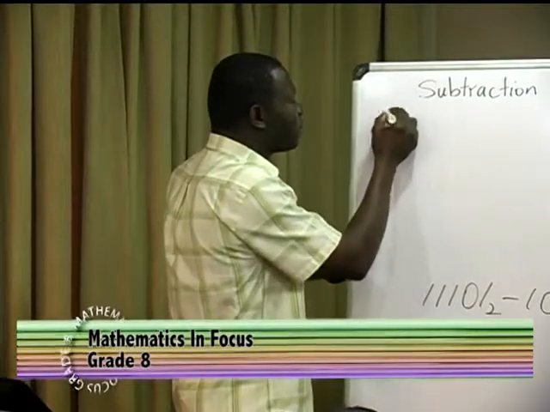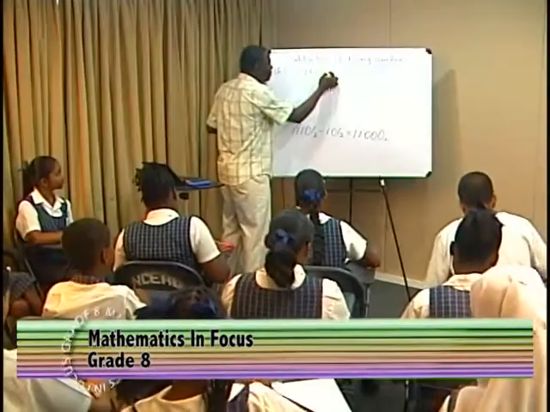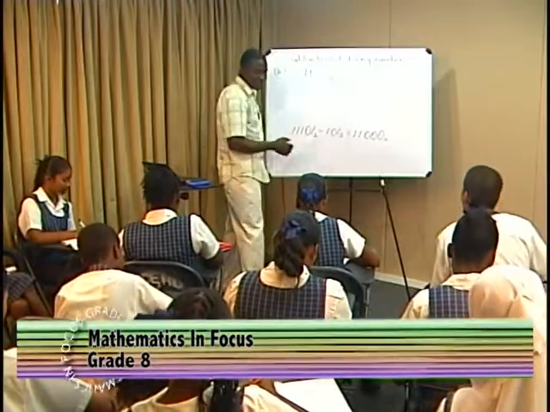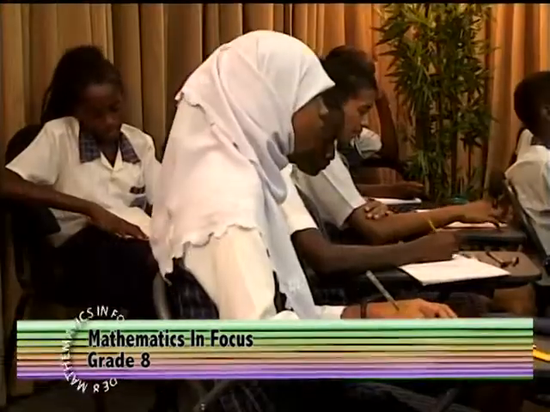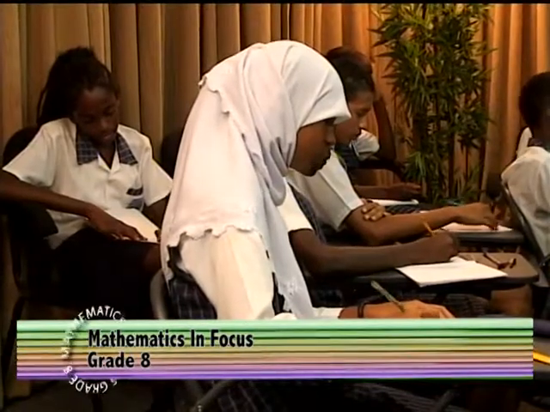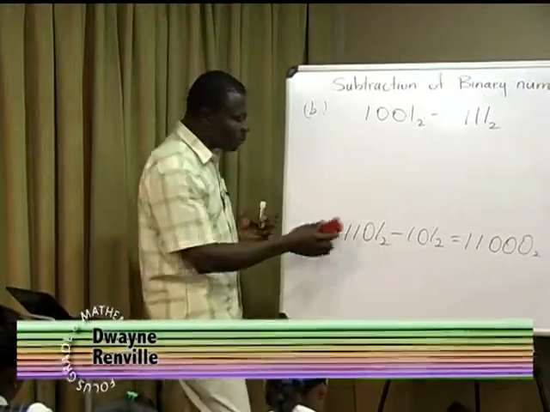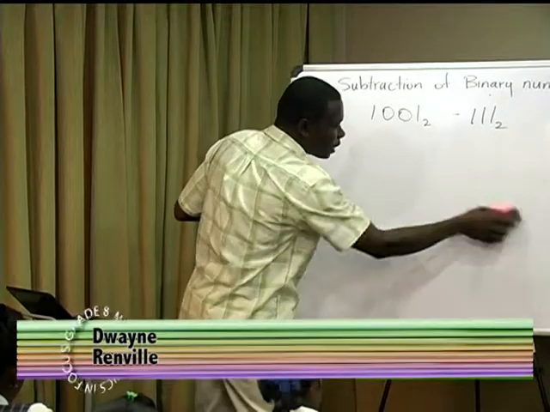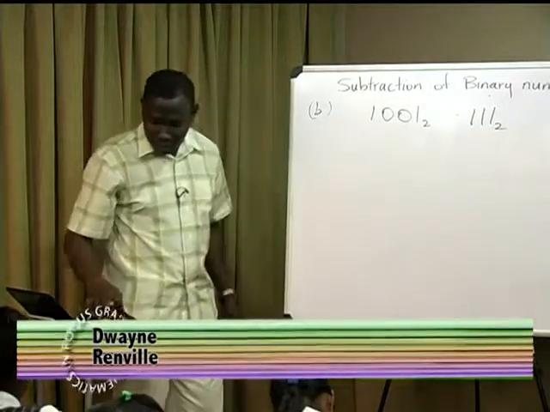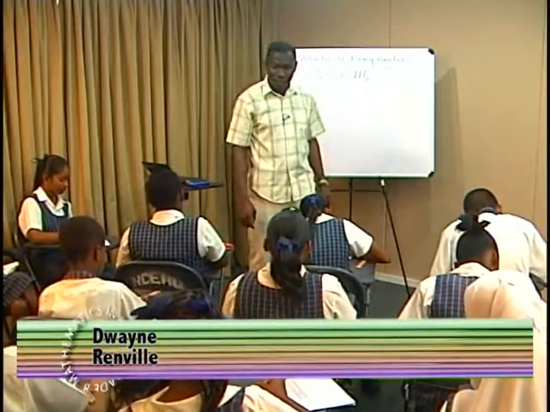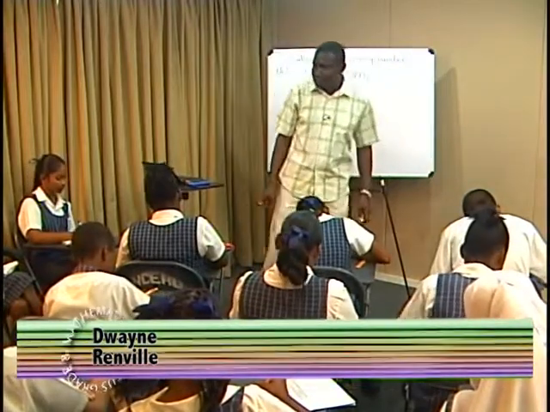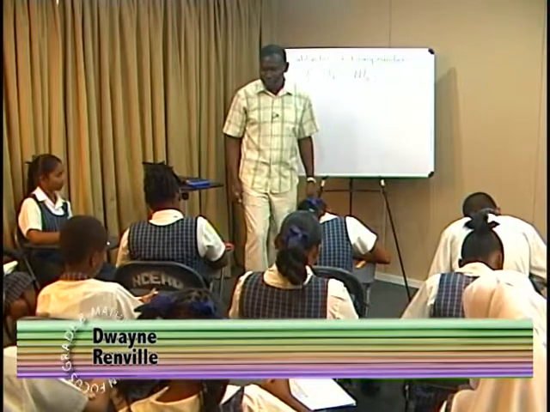If this is our example B, we have 1001 base 2, and we're subtracting from this 111 base 2. So we will set it as the normal subtraction problem. And maybe somebody can surprise me by going ahead and doing the subtraction themselves, even without waiting on me to guide you.